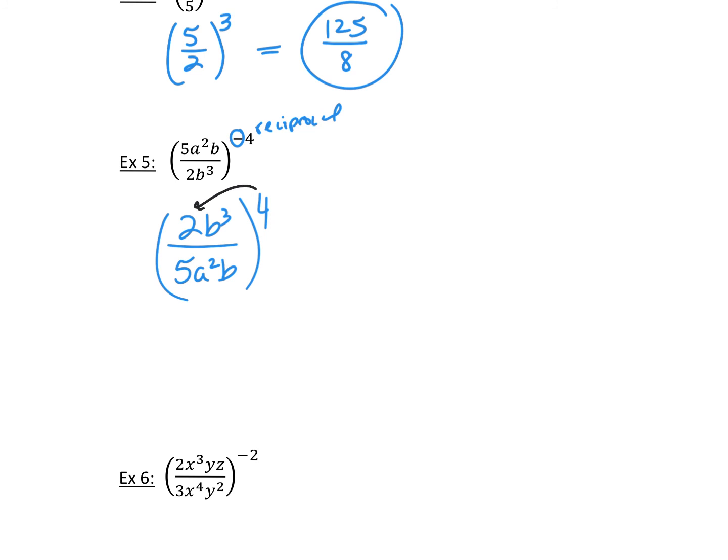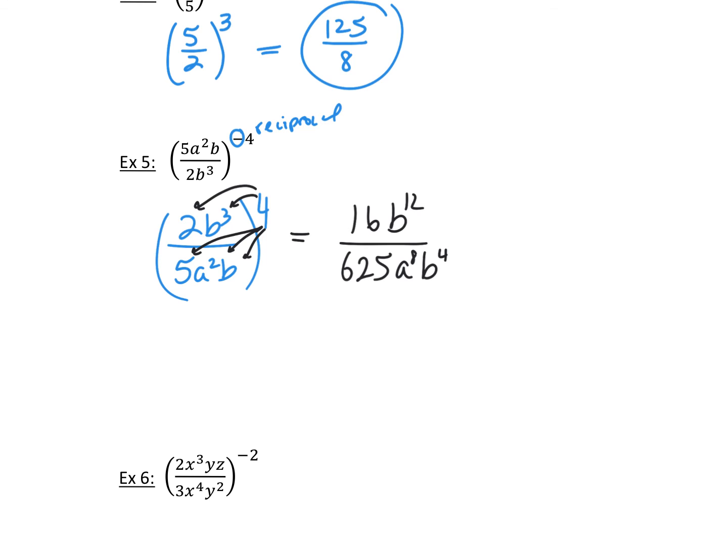So starting with the coefficients, 2 to the fourth. 2 times 2 times 2 times 2 is 16. And then I multiply the exponents, b to the 12th, over, I do the same thing with the 5. 5 to the fourth power is 625. And I multiply these exponents, so 2 times 4, I have a to the 8th, and 1 times 4, I have b to the 4th.